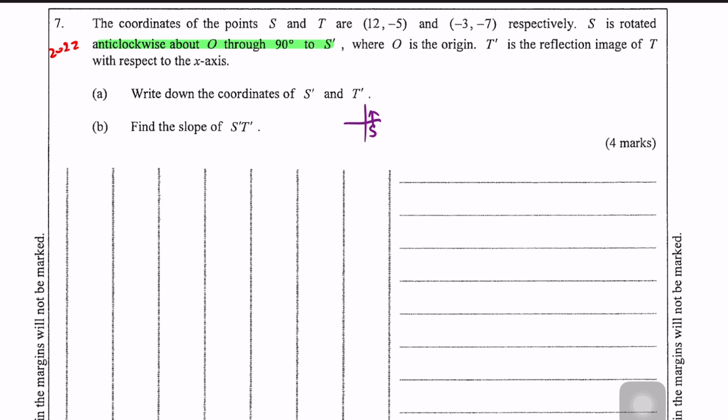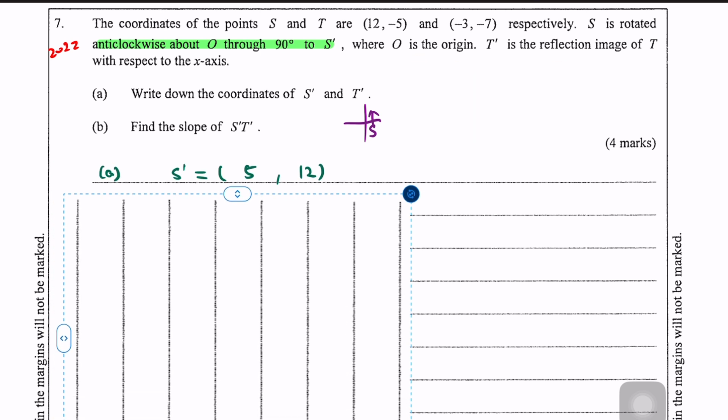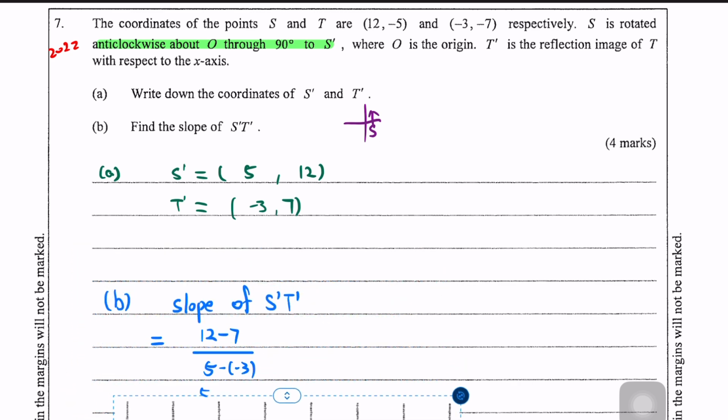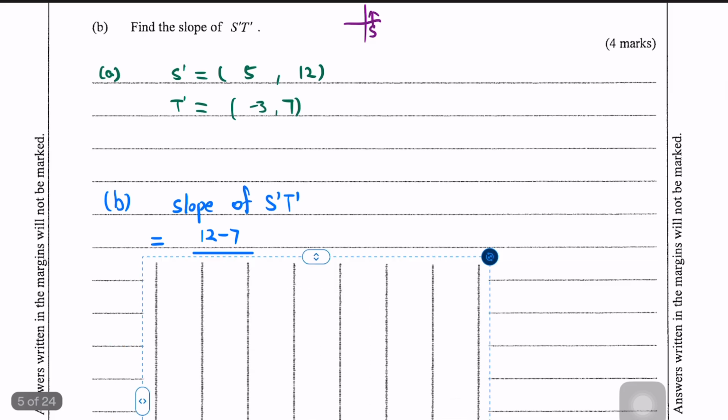So S dot basically is in this quadrant. In this quadrant it is positive, so for 90 degrees, you just switch it, and then positive, right? Positive. So you don't need to write the positive. And then this one with respect to the x-axis, so only the y changes. The y changes from negative to positive. So we have this one. Okay, find the slope of S dot T dot, very easy, this one. So you just find the slope here.